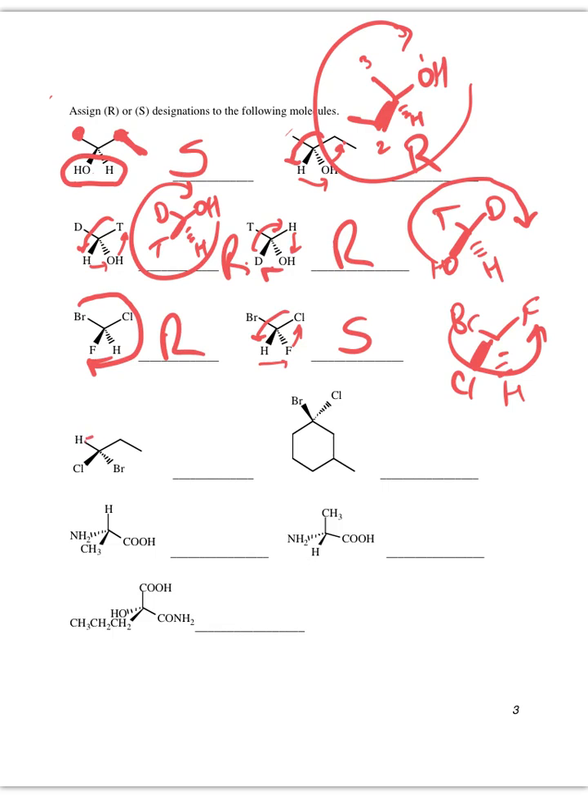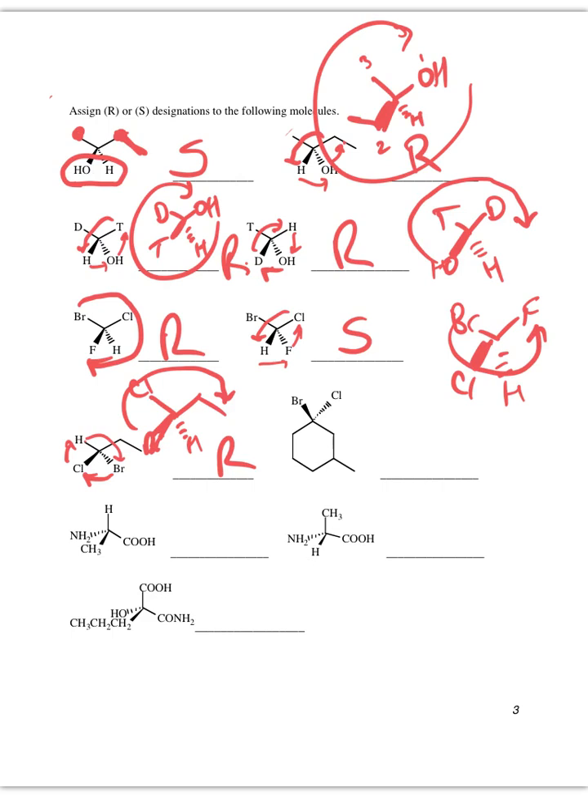The next one, the hydrogen's not in the back, so we need to rotate the hydrogen in back. We could put the hydrogen there, the bromine where the chlorine is, chlorine where the hydrogen is. So we have chlorine, bromine, hydrogen. So it would be bromine, chlorine, carbon. It's R.